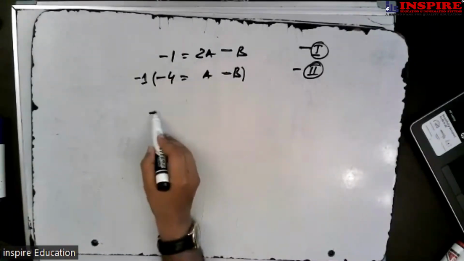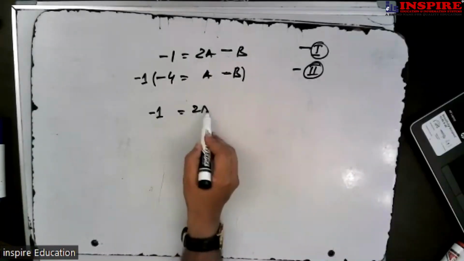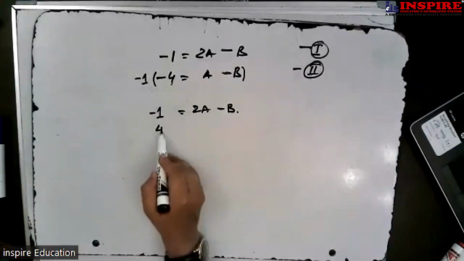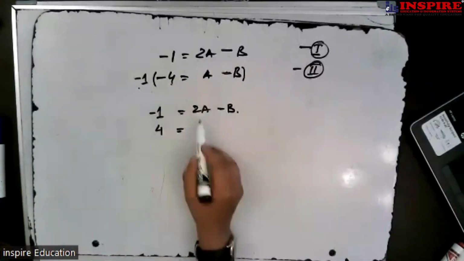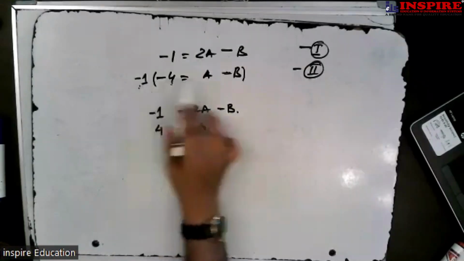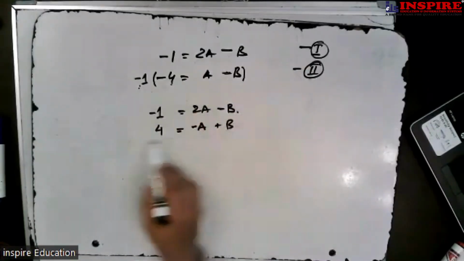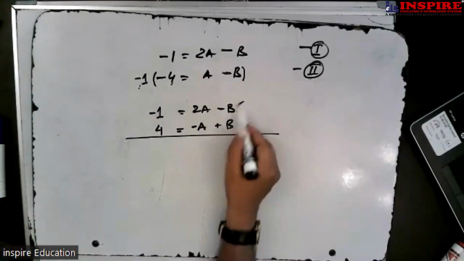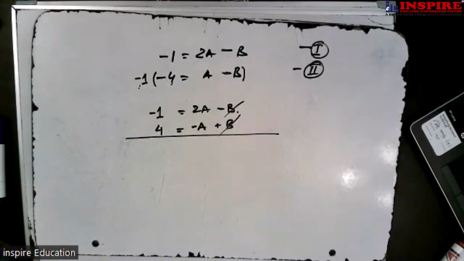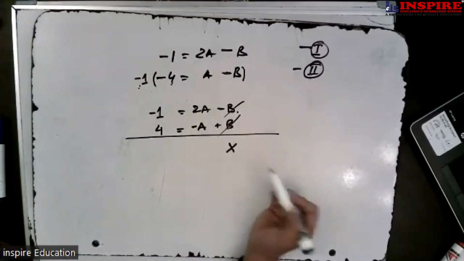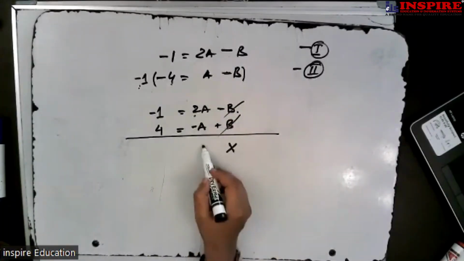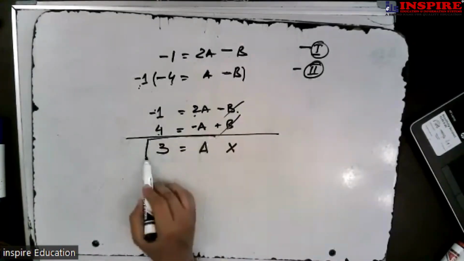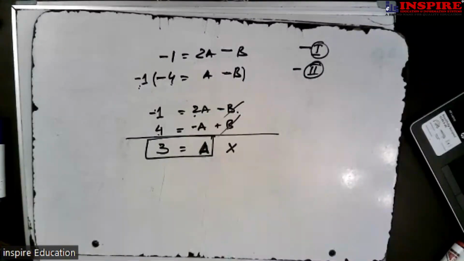The first equation remains minus 1 is equal to 2a minus b, correct? And this becomes a plus 4. Minus into a is minus a. Minus 1 and minus is plus b. Now I can just add them together and eliminate b. 2a minus a, 4 minus 1. Congratulations. I got my a.